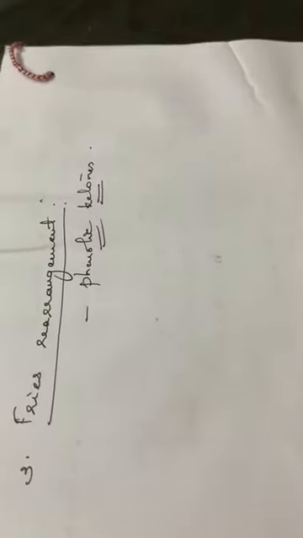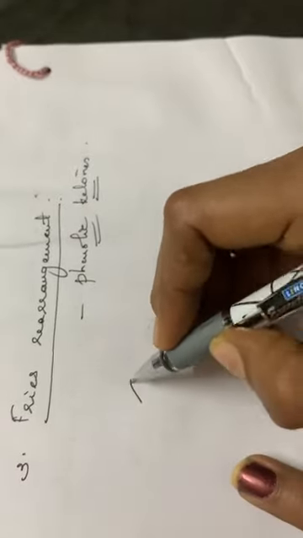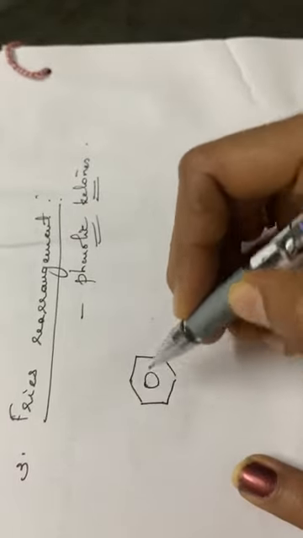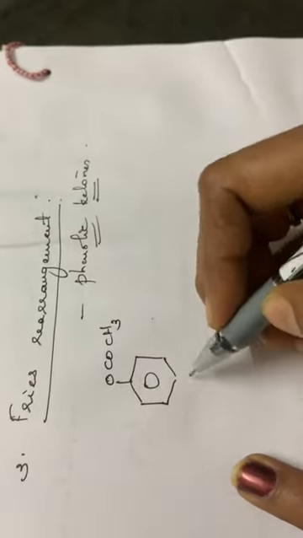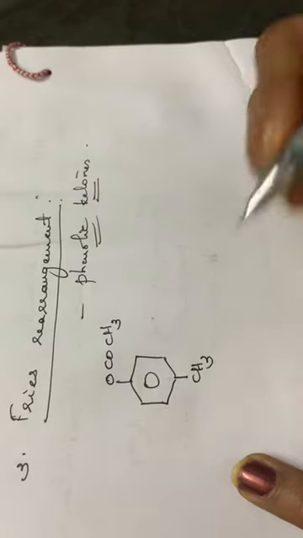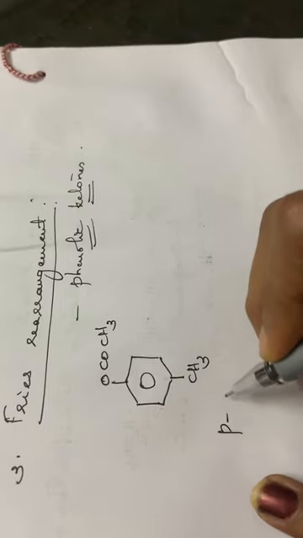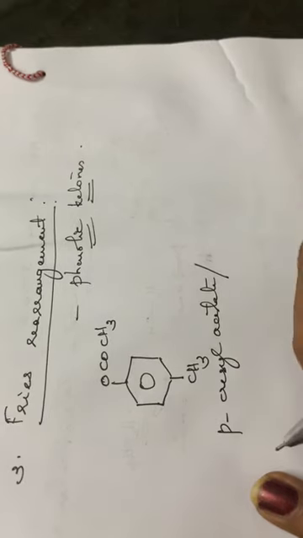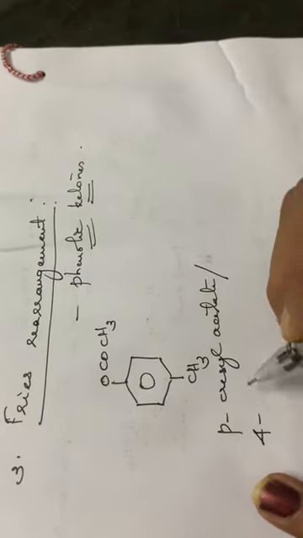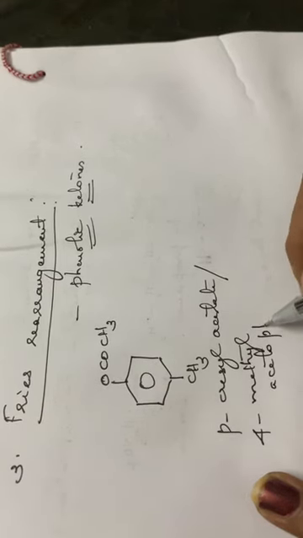And here one of the substrates used is p-cresyl acetate. See, I am writing the structure as well. C6H5OCOCH3. Then at the para position, there is a methyl group. Okay, so this compound is p-cresyl acetate, or otherwise another name, that is 4-methyl acetophenone.